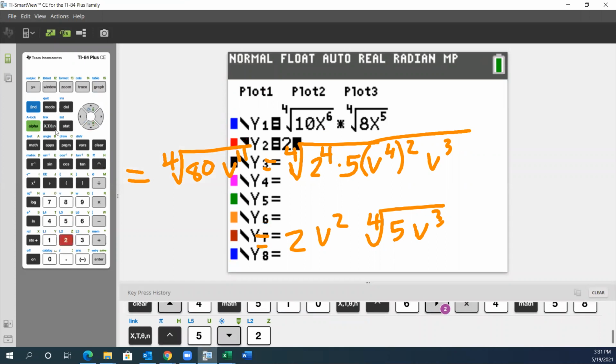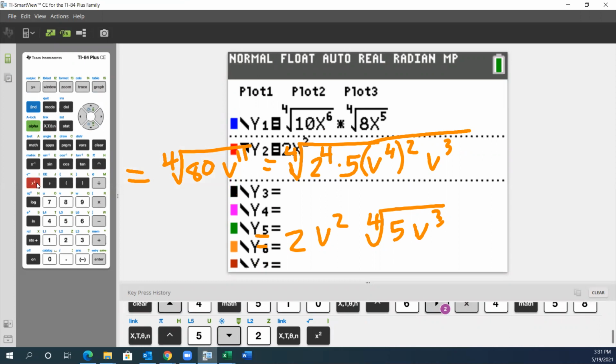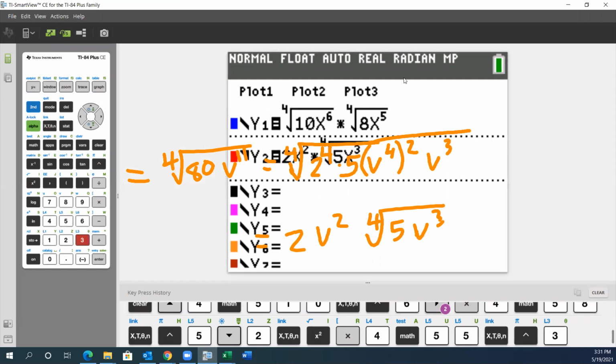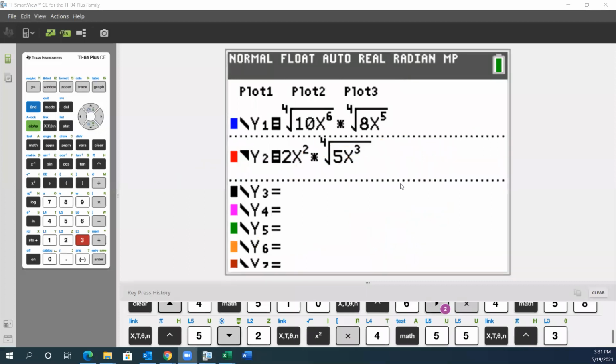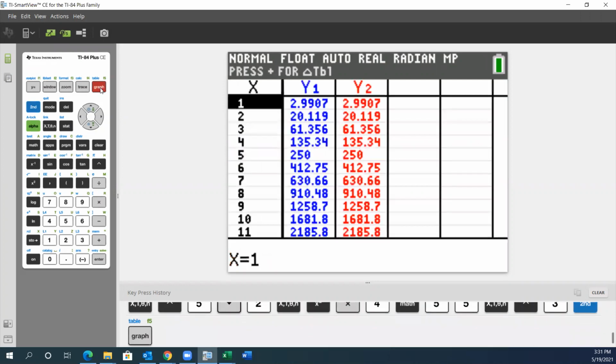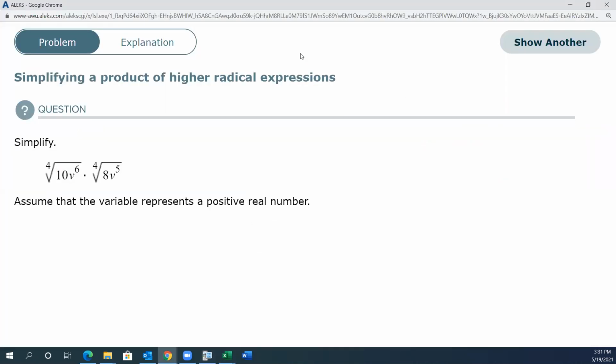And supposedly, 2v squared times 4 math 5, 5v to the 3rd. Okay, so they're supposed to match, because remember there were equal signs in between everything. So if I go to the table, do they match? Holy cow, I actually got it right. Mark your calendars. This might not come back. So that's all you got to do for that.